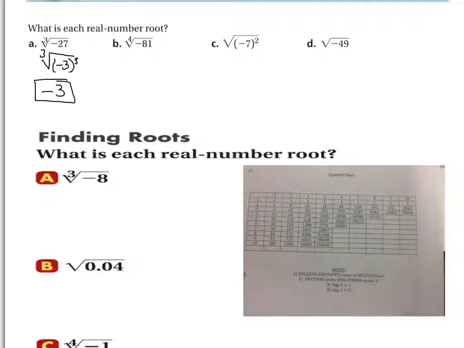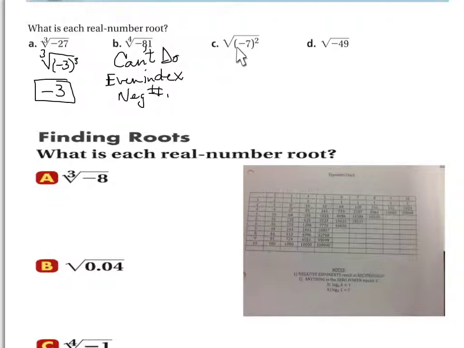All right, the fourth root of negative 81. I have to figure out what to the fourth power is negative 81. Remember what we said: we cannot take an even index of a negative number. So in this case, I can't do this one. You have an even index and a negative number. It's not possible to do that.